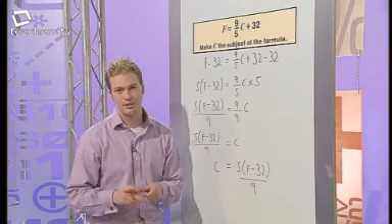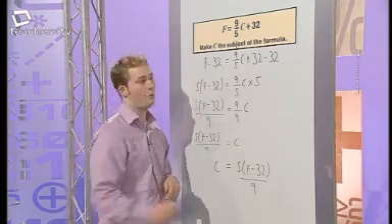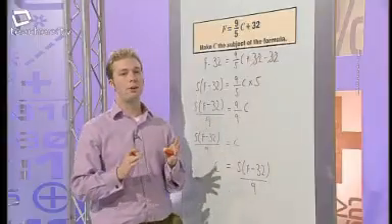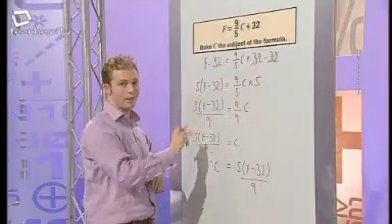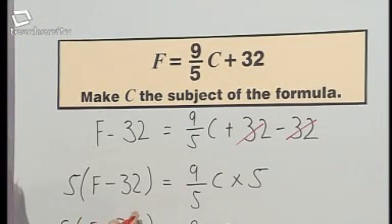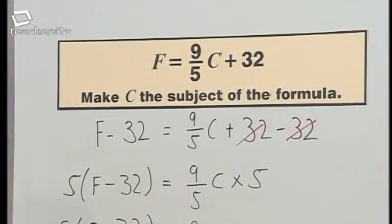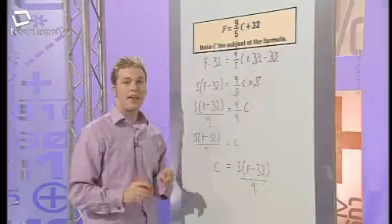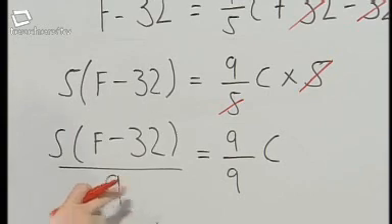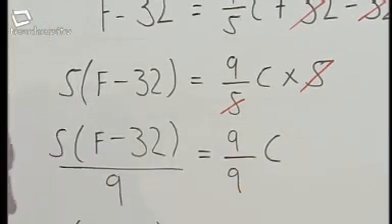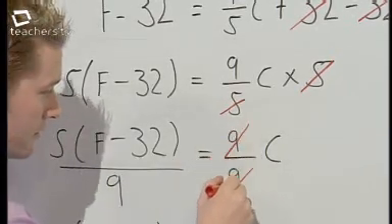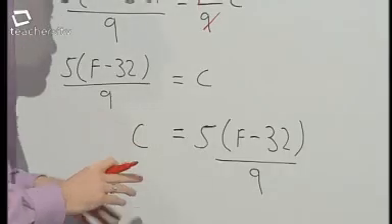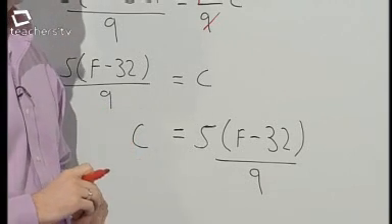I also started by subtracting 32 from each side of the formula. And I also multiplied both sides by 5, which I wrote like this. The brackets mean that everything inside is multiplied by the number outside. And these 5's cancel. Then I divided everything on both sides by 9. After cancelling again, I ended up with this. Then I flipped it around so that C was on the left-hand side.